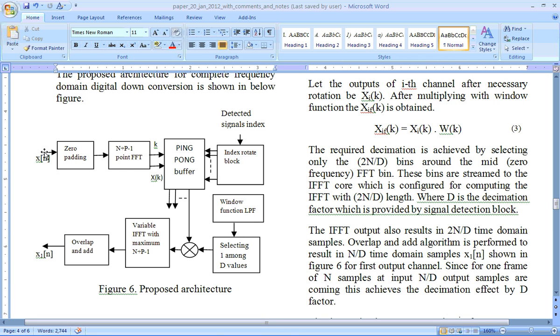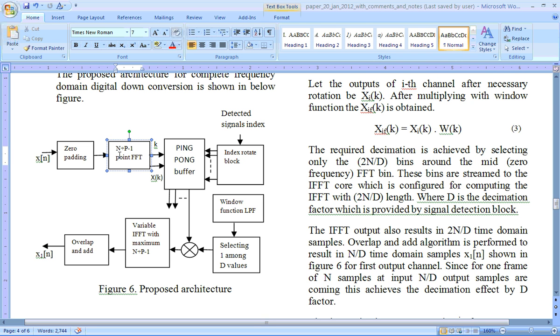Okay. So we have this one side x of n. x of n is actually of length n samples. We zero pad with the p minus 1 samples. Then we compute an n plus p minus 1 point FFT. Here we have two memory buffers, which is a ping pong, which is a software term used. Ping pong architecture means it's a dual buffer system.